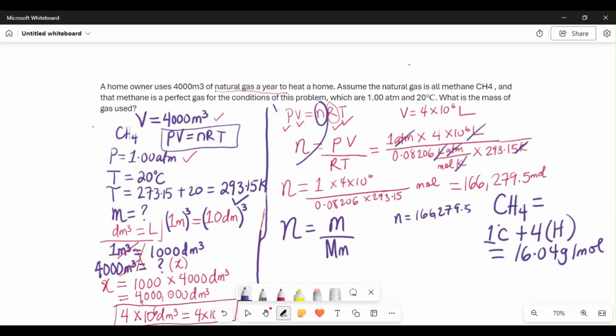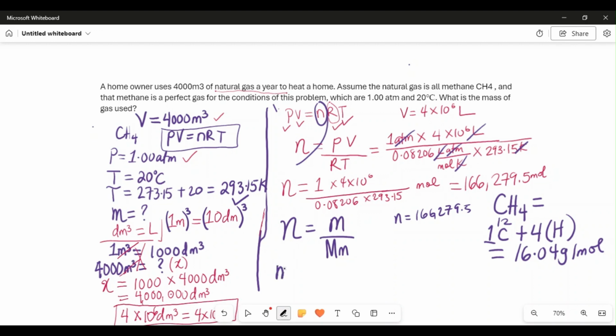Remembering that carbon is 12 and hydrogen is 1, and since you have 4 hydrogens, that's 1 times 4, which is 4. So 12 plus 4 is basically 16. And the 0.04 comes from the fact that hydrogen is actually 1.01 gram per mole when you're solving for the atomic mass. So I don't need to write all of that down. I can just say it.